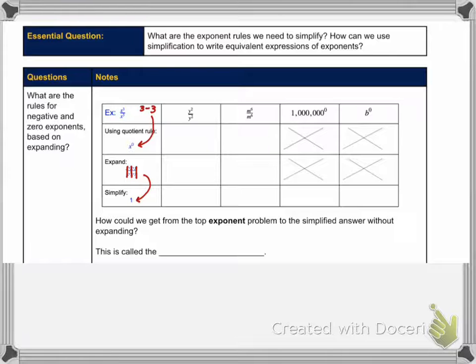What I'm going to have you do is I'm going to have you pause the video and do that same thing. So start by using the quotient rule to subtract those next two exponents. And then expand out that original problem to see what you end up with. So pause, answer the question, and then hit start again.